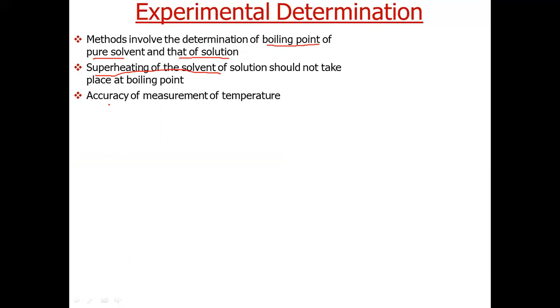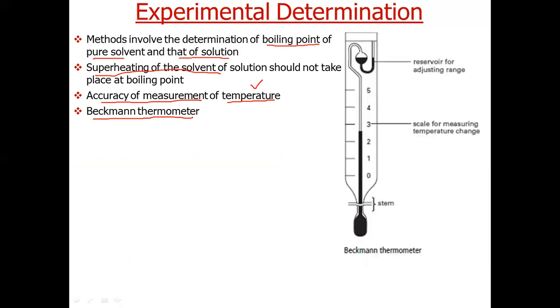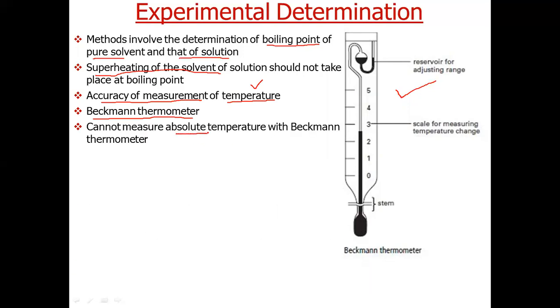Second, the most important precaution is accuracy of measurement of temperature. How accurately have we determined the temperature? So, to measure temperature accurately, the Beckman thermometer is used, which is shown here. This is the Beckman thermometer. It cannot measure absolute temperature, meaning it cannot tell us that the temperature of water is 30 degrees C, but it is used to measure the difference in temperature.